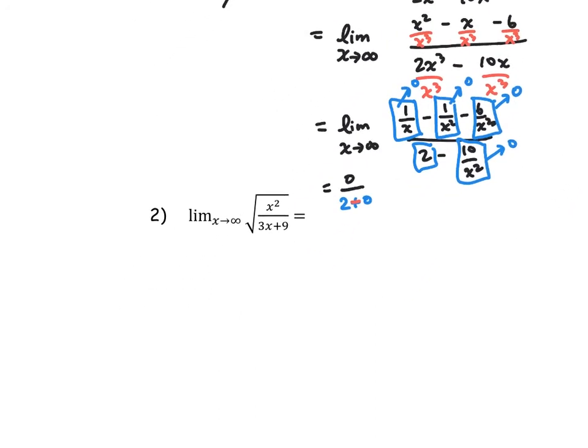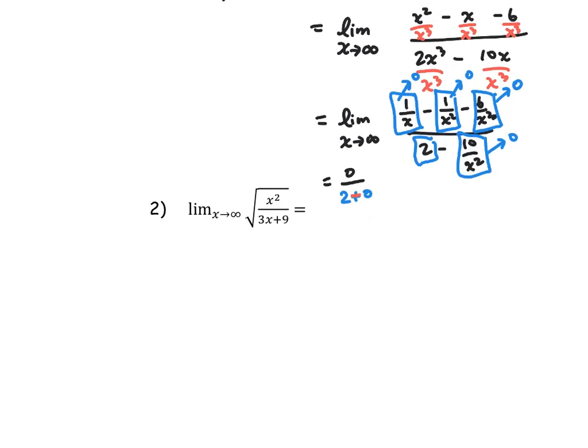Let's look at the next part. I see that I have kind of an odd setup here due to the square root containing the entire expression. Actually, I'm going to do this. This is going to be cool. This is a property that you're going to learn in a minute: if I have the limit as x approaches infinity of the square root of a function, I can actually take the square root of the limit and get the same answer. So I would have x squared over 3x plus 9.